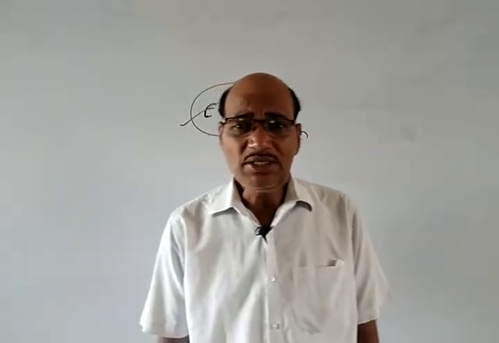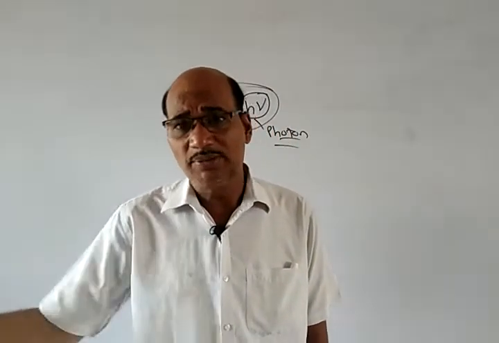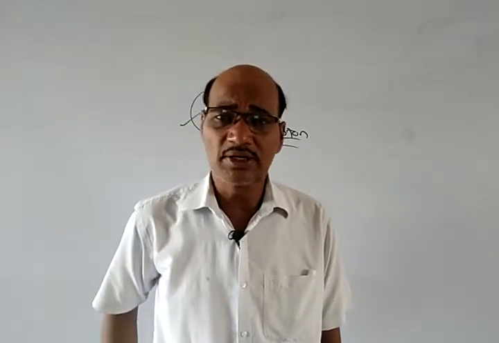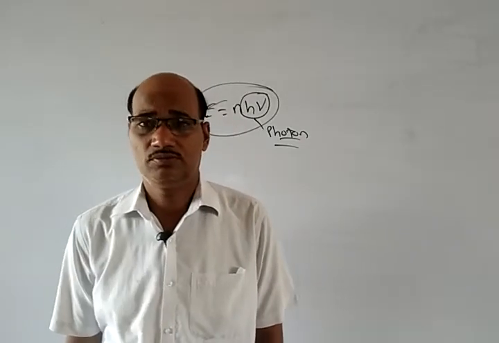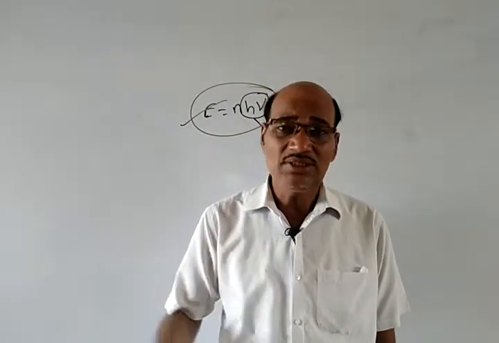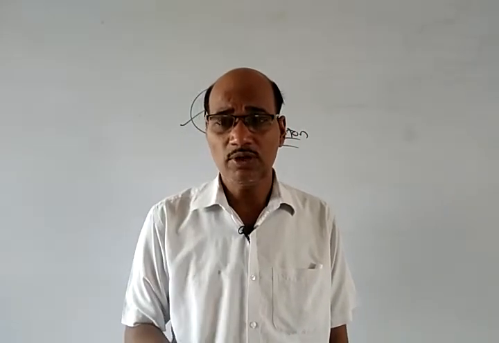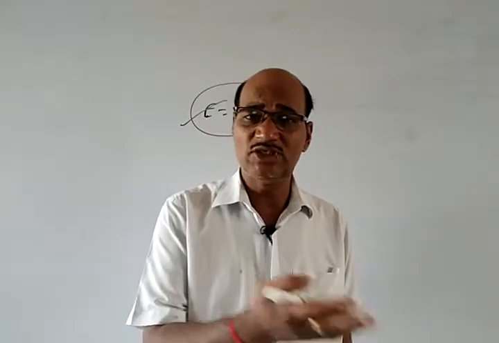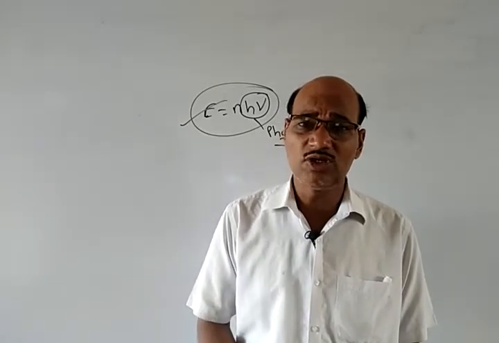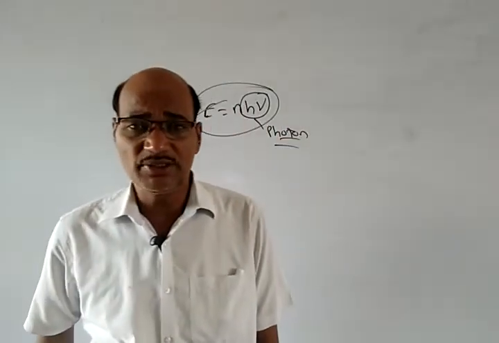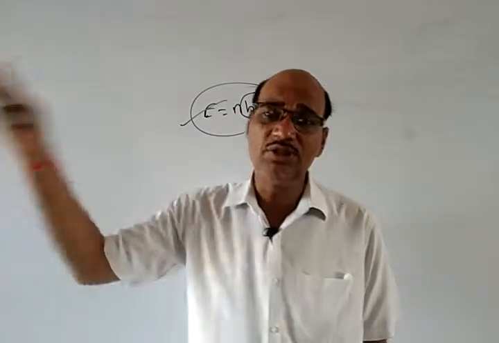If you calculate the energy of the second, third, and fourth orbits, you divide by 2 square, 3 square, 4 square, and so on. That means the energy goes on increasing, because of the minus sign. Minus 1312 by 4 is more than minus 1312, and minus 1312 by 9 is more than minus 1312 by 4. So the energy of the orbits goes on increasing as you move away from the nucleus.